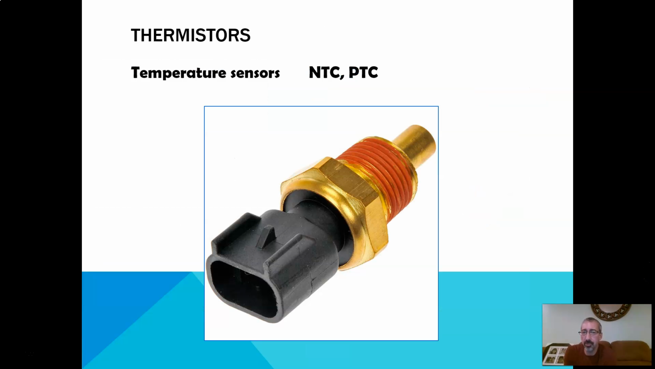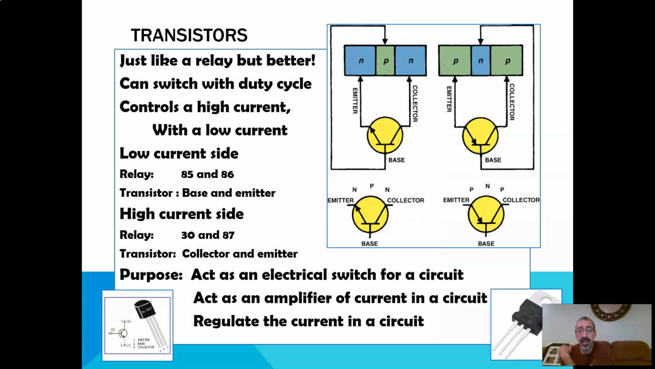Thermistors, which are temperature sensors, right? You all did that in 123 with cooling temperature sensors, right? You have negative temperature coefficient and positive temperature coefficient. Inside that are P and N components that allow that electron movement to give us our change in value coming out the other side. Transistors are the next stuff that we're going to get into next week. They're just like a relay, but better.